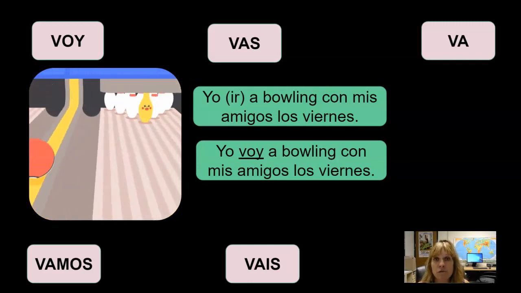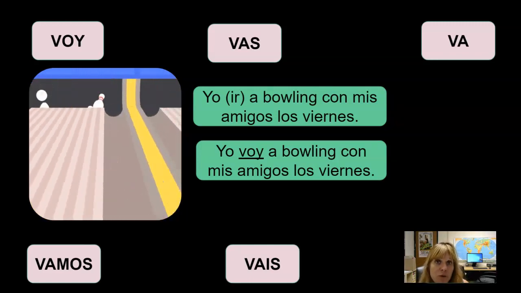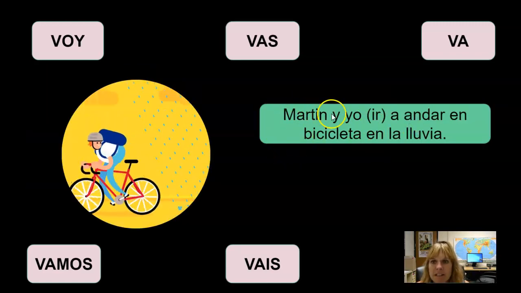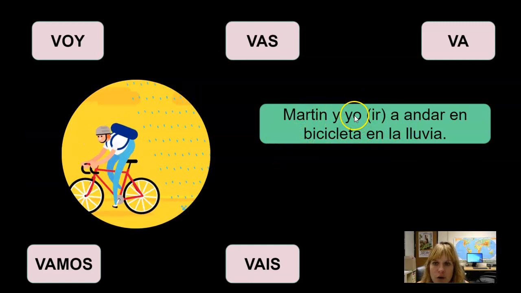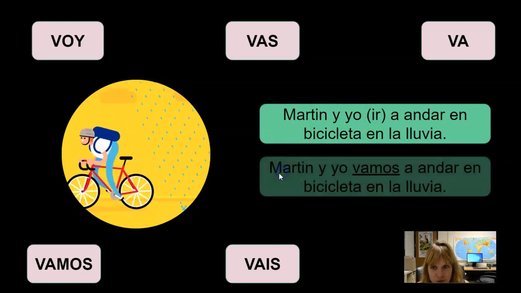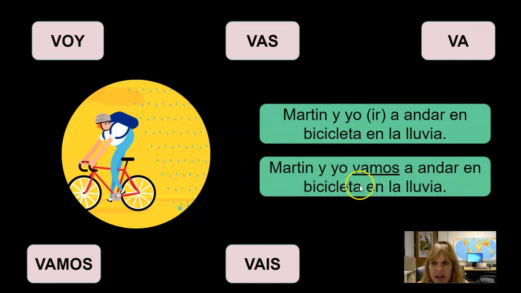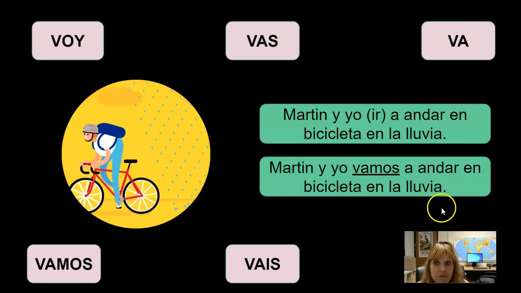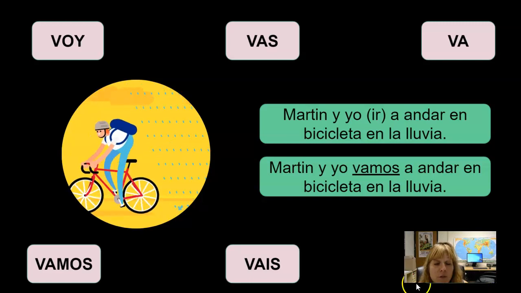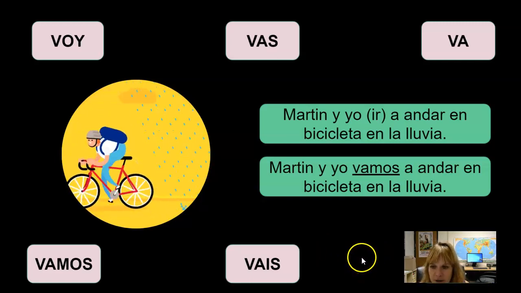Los viernes yo voy a pasar mucho tiempo con mis amigos. On Fridays I'm going to spend a lot of time with my friends. Okay. Martín y yo. So remember, anytime you have yo with another subject pronoun, it becomes nosotros. Muy bien. So Martín y yo vamos a andar en bicicleta en la lluvia. So Martin and I are going to ride bikes in the rain. So la lluvia is rain. Hace mal tiempo means it's not nice weather.